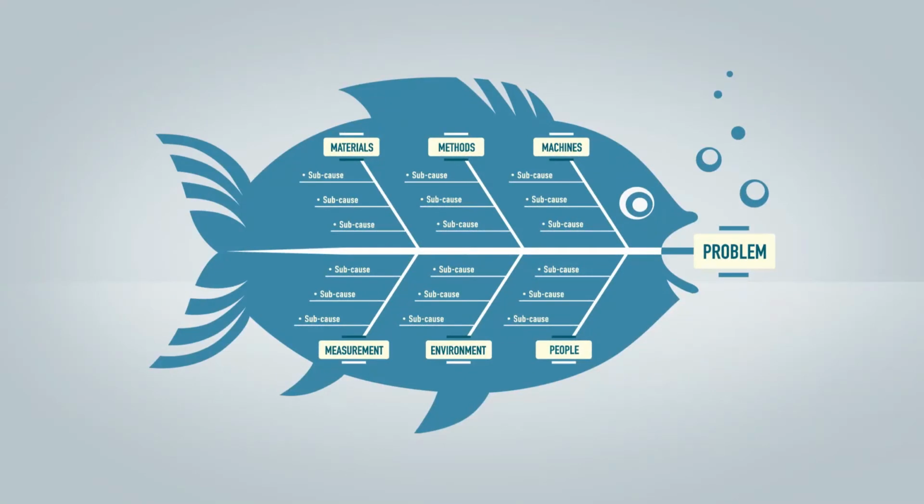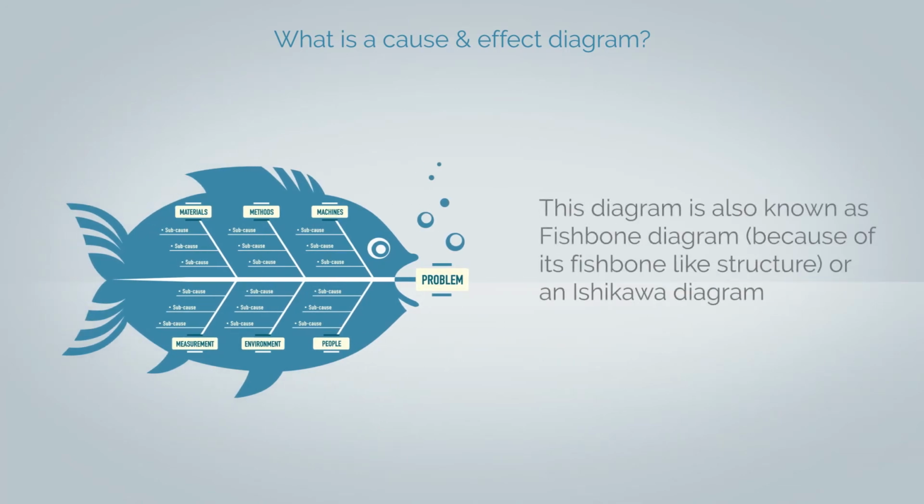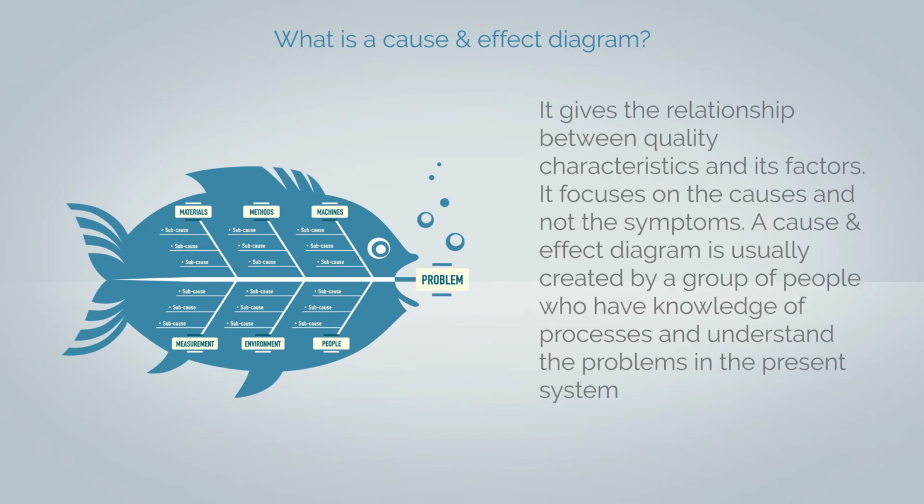The fourth basic quality tool we will discuss is the cause-effect diagram. What is a cause and effect diagram? It is the graphical representation of the possible causes for any projected problem under study. This tool was developed by Kaoru Ishikawa in the 1960s, to determine and break down the main causes of a given problem. This tool is employed where there is only one problem, and the possible causes are hierarchical in nature. This diagram is also known as a fishbone diagram, because of its fishbone-like structure, or an Ishikawa diagram. It gives the relationship between quality characteristics and its factors. It focuses on the causes and not the symptoms.